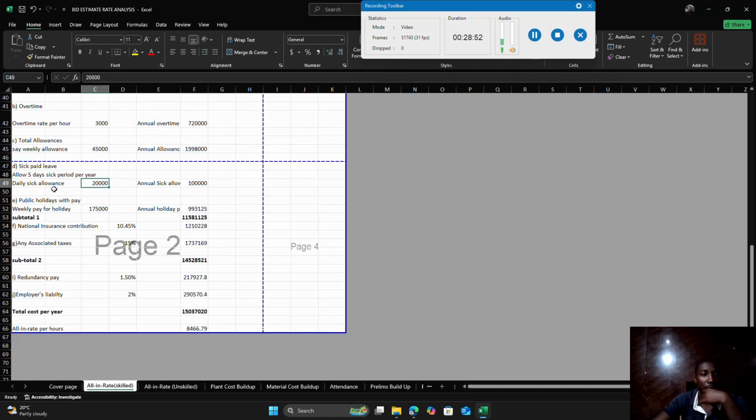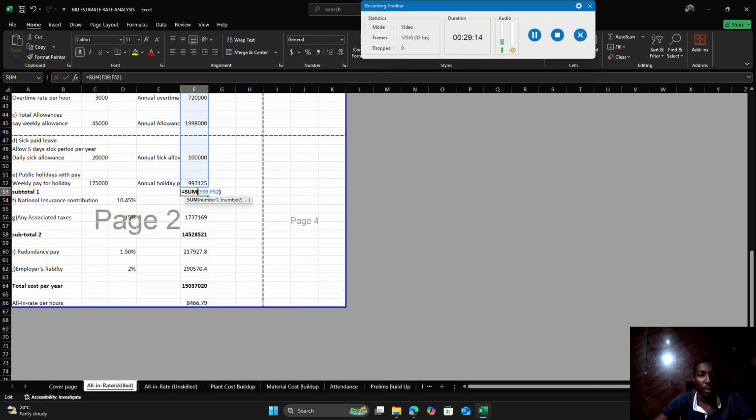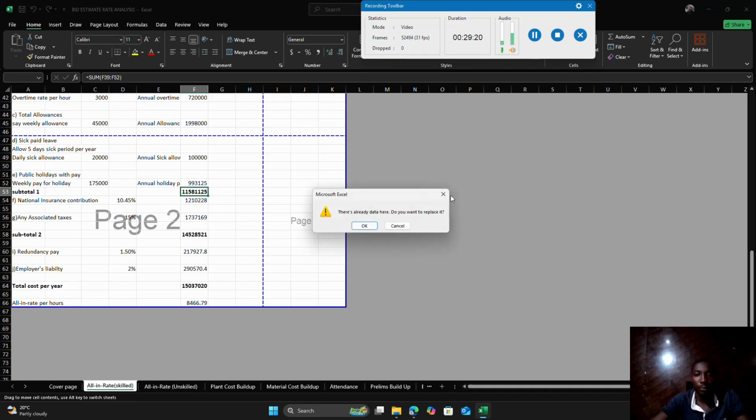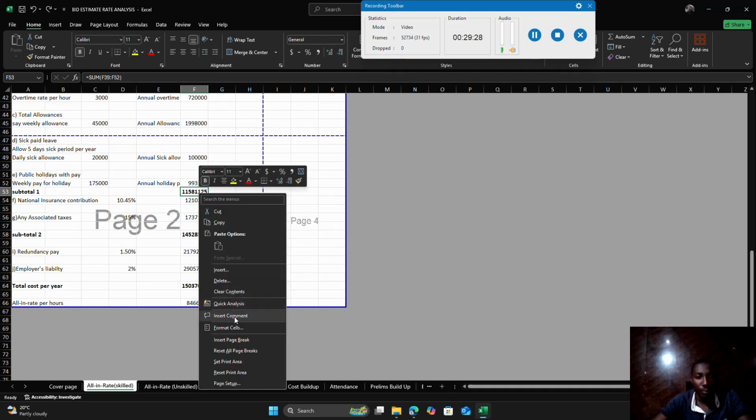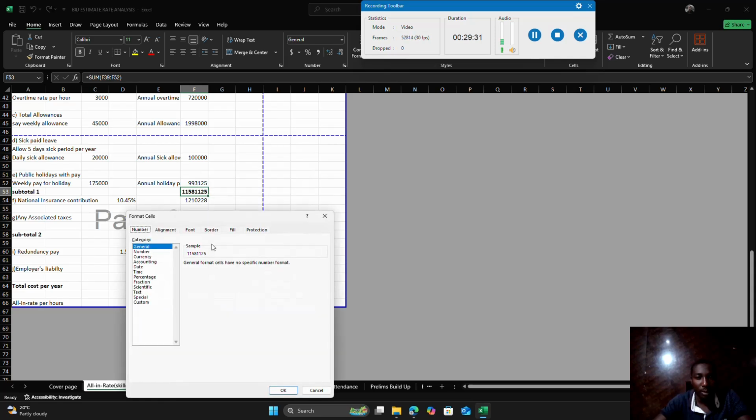Sick leaves, if we allow 20,000 as a daily sick allowance for every sick day, the annual sick allowance will cost us 100,000. Public holidays with pay, we award that. So the subtotal, we have all that. Let me insert commas, format cells.